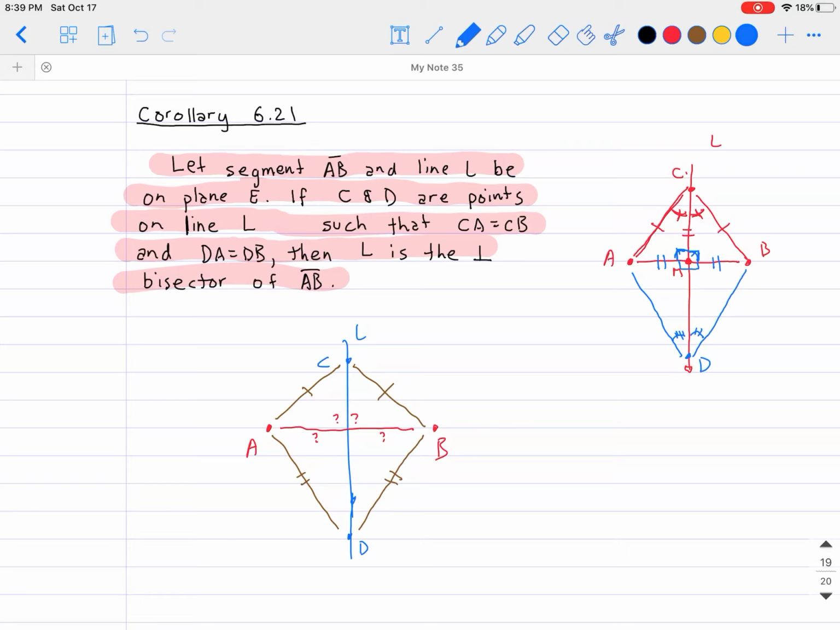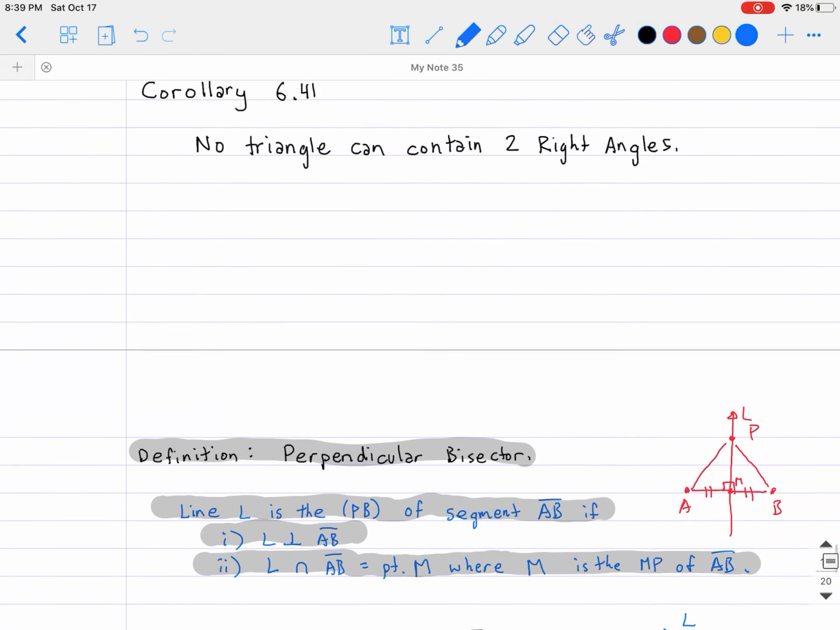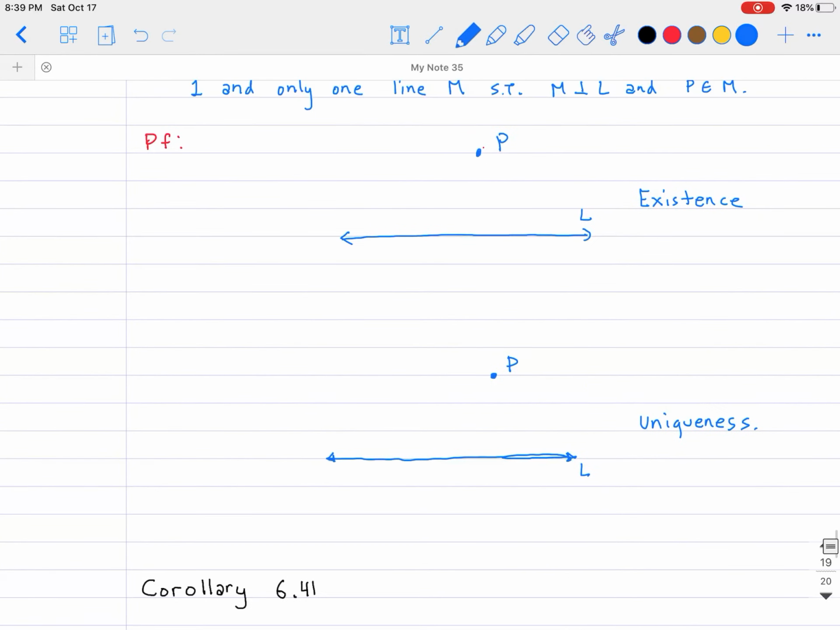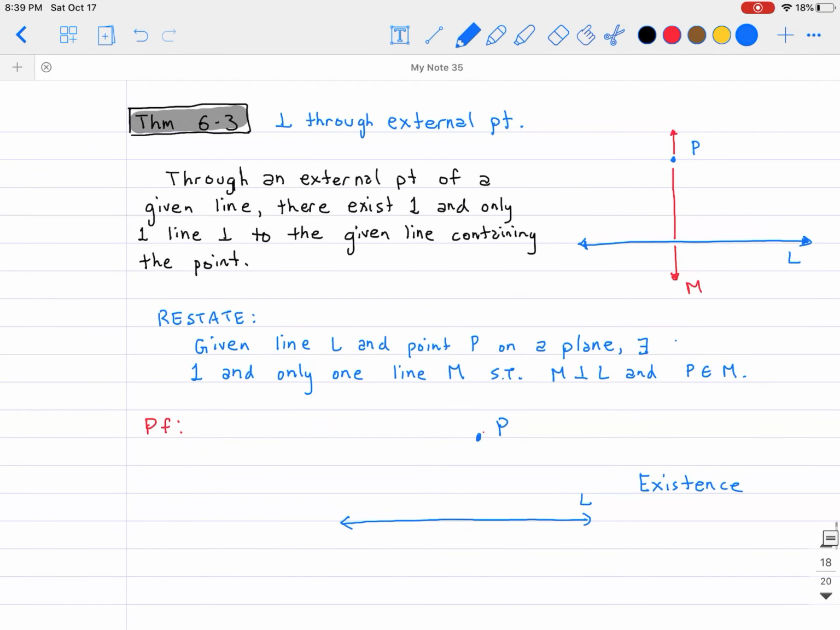And then by SAS, once again, we can have the exact same setup. So therefore, the bottom triangles will also be congruent to each other by SAS. And then therefore, you can see the perpendicular bisector part. Okay? All right, so that's going to be our corollary, which we're definitely going to be using very, very soon.